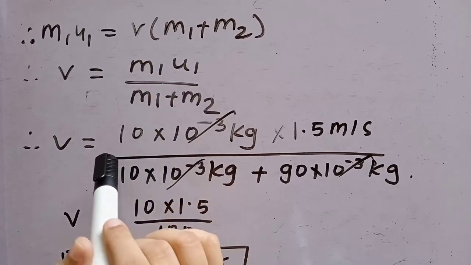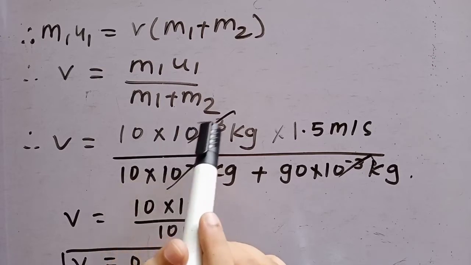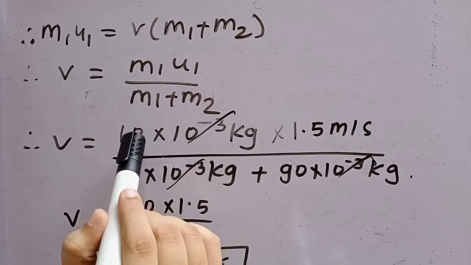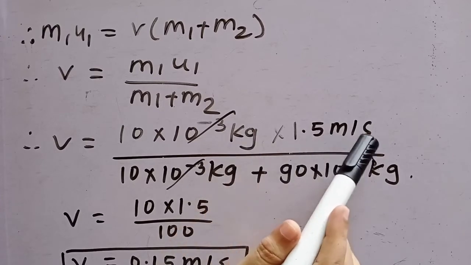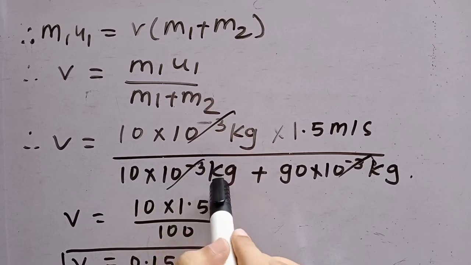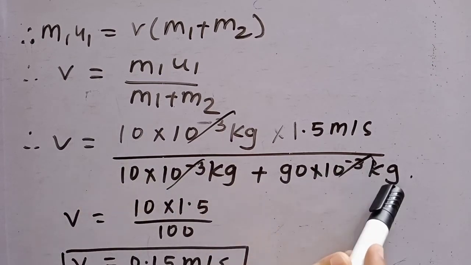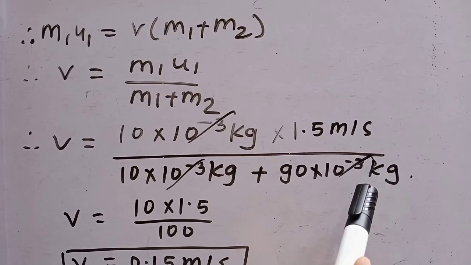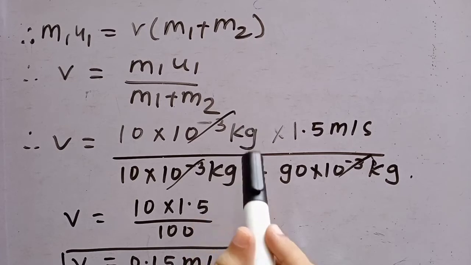Now put the values. So v is equal to, m1 is what? 10 gram. So we have to convert it into kilogram. So 10 into 10 raised to minus 3 kilogram into 1.5 meter per second as it is, upon m1 again 10 into 10 raised to minus 3 kg plus 90 into 10 raised to minus 3 kg. I have converted gram into kilogram. Are you getting me, class?